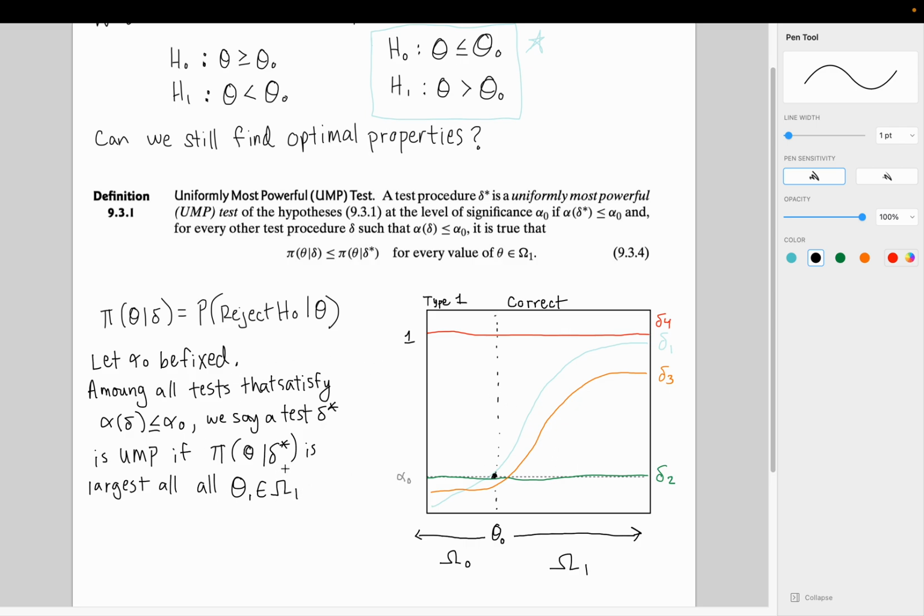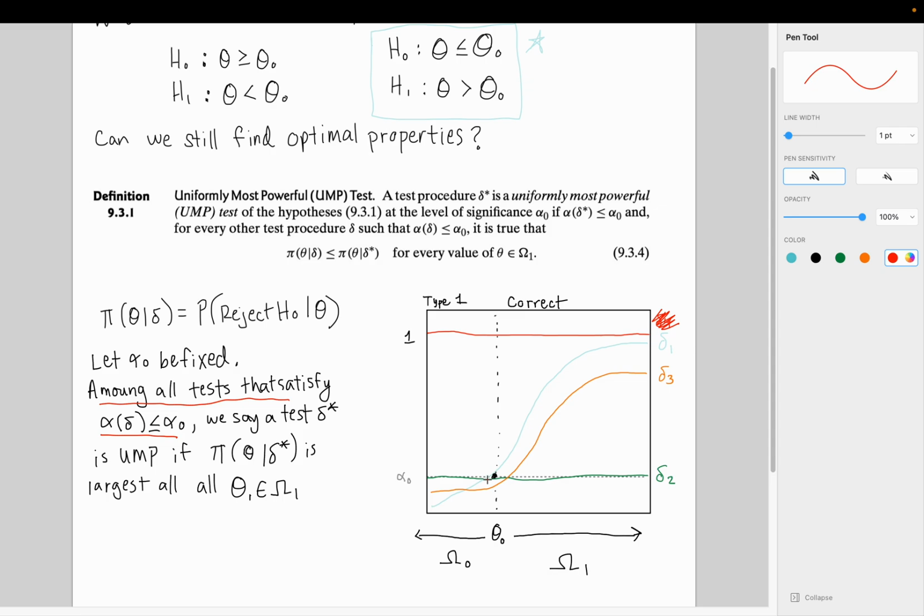This is a non-technical version of the definition that you have, but basically it is saying that we restrict our attention to all the tests that have a type 1 error rate always below this predetermined threshold alpha naught. That's this first part. If we restrict our attention to just those tests, we immediately rule out delta 4, the silly test that always rejects H naught, because its type 1 error rate passes alpha naught. In fact, it's always above alpha naught.